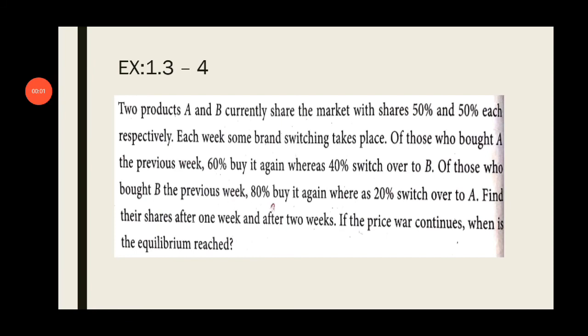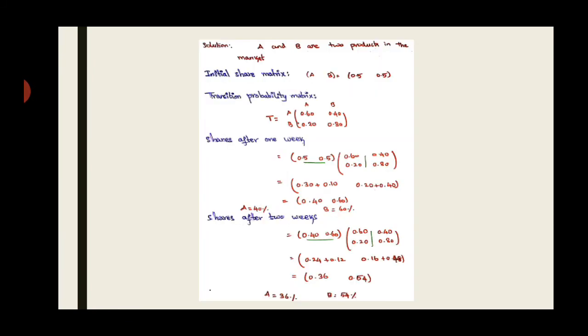So exercise 1.3, sum number 4. Two products A and B currently share the market with shares 50% and 50% each respectively. So this line gives the data about the initial share matrix. There are two products A and B in the market, so the initial share matrix AB equals 50%, 50%.